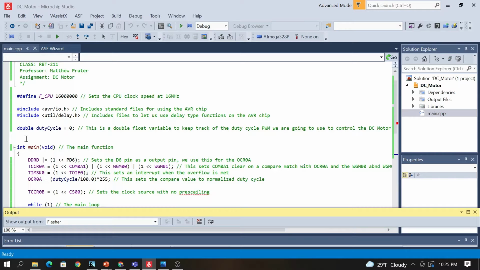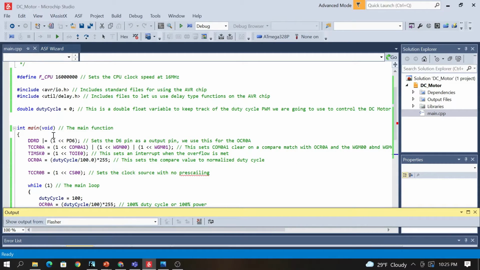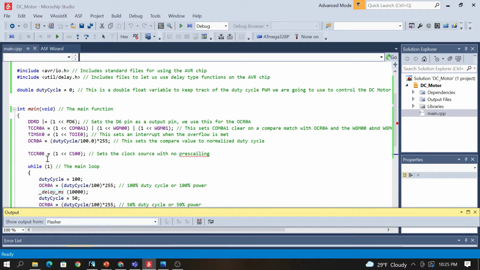I use a double float here because we're going to be using this number as a percentile to implement the pulse width modulation. I call it duty cycle, and I set it to 0. Then we have our main function, and before we call our main loop, I declare a couple of things. I have a data direction register. I set it on D, and I set pin D6 on the AVR chip to an output.